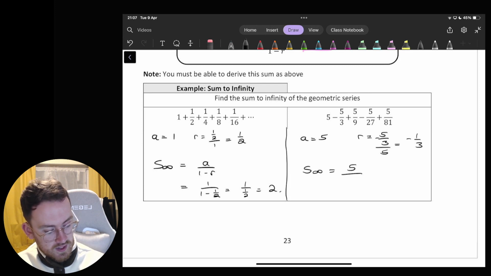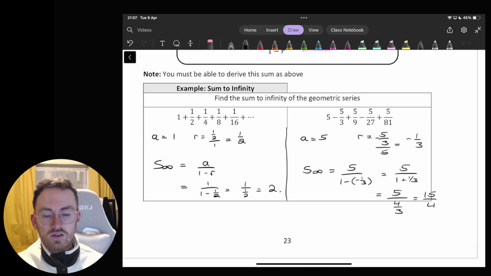My a is 5, my ratio is minus a third, so 5 over 1 plus a third, which is 5 over 4 over 3, which is 15 over 4, okay, as my sum to infinity.